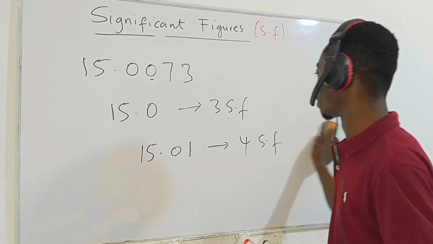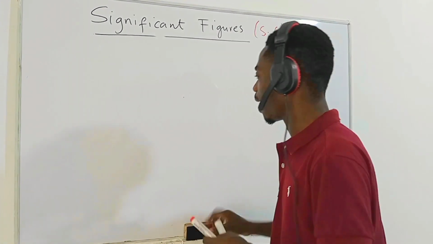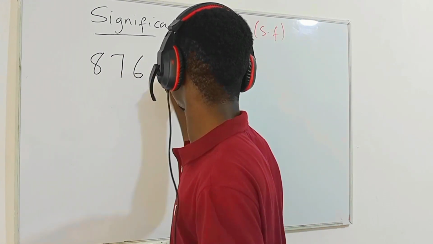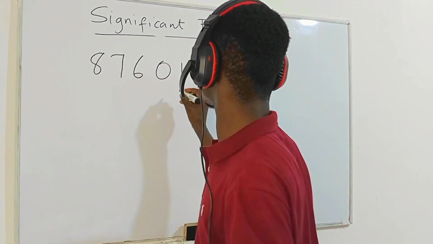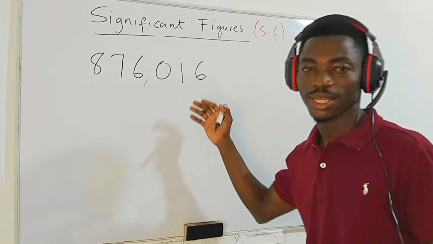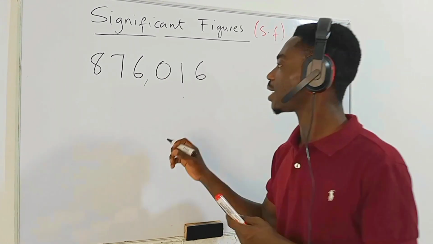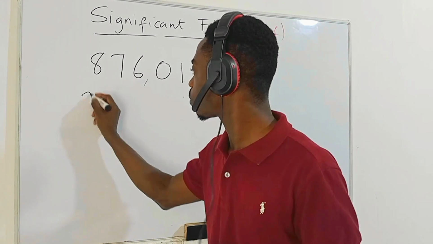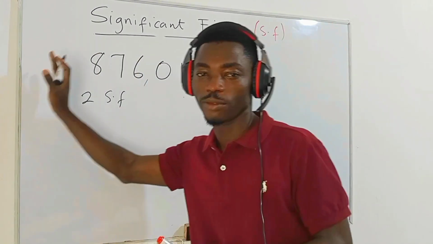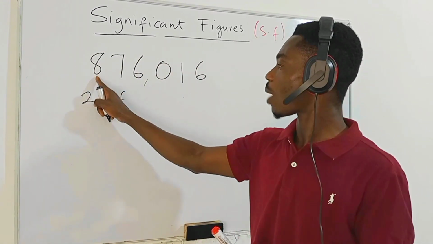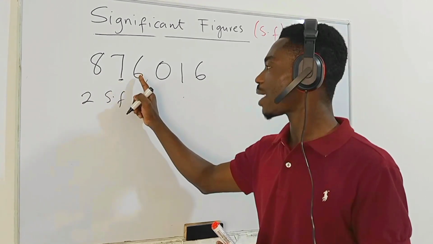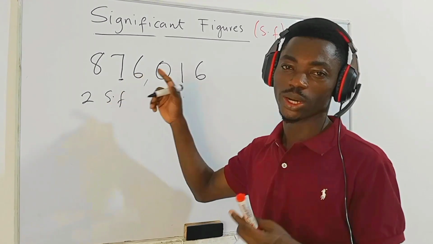Now let's consider whole numbers. Let's say you are given a whole number, let's say we have 8, 7, 6, 0, 1, 6. In fact, this number is 876,016. And maybe we are asked to leave this in two significant figures. Of course, always we have to start from the left and then count to the right. So we have 1, 2. We just landed on this 7 right here. And remember, the number that is next to the 7 is 6, which is more than 5.